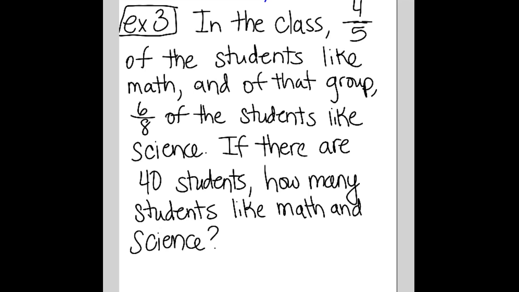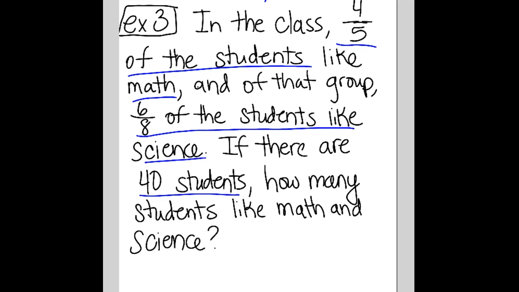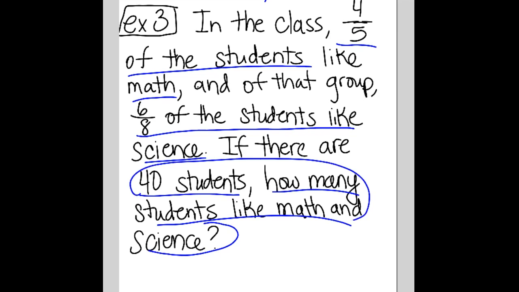So in the class, 4/5 of the students like math. That's probably important for me to note, so let me underline it. 4/5 of the students like math, and of that group, 6/8 of the students like science. If there are 40 students, how many students like math and science? That's our question. So let's see what we're working with here.